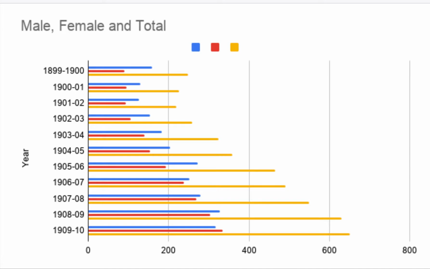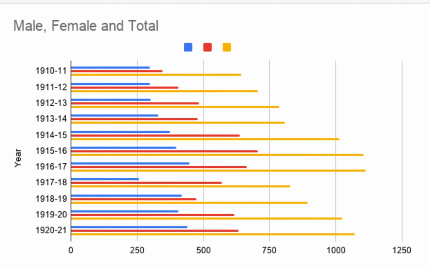A little background: not too many people went to college in those days, and not that many women went to college in those days, and in fact women had not been permitted to go to college throughout most of history. So you can see that it's steadily growing, and there are still more males than females, but it does seem to start to even out by 1910.